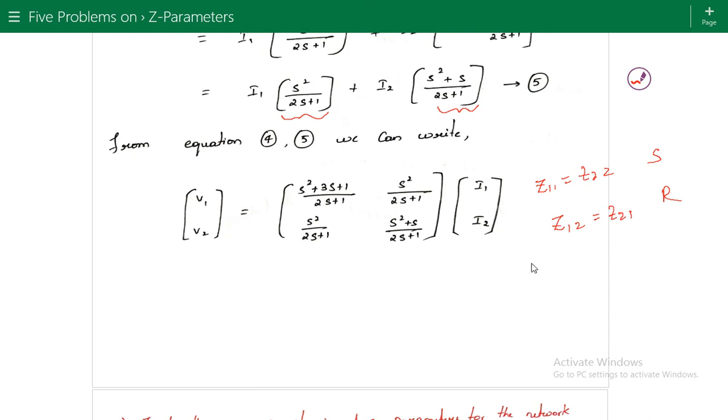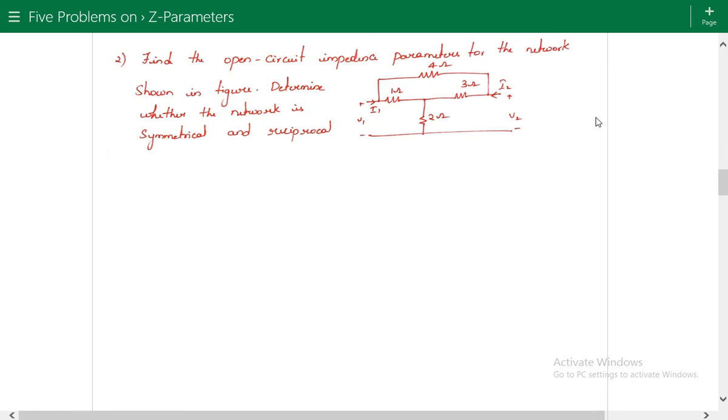Now by looking at the Z parameters, tell me whether Z11 and Z22 are the same. No, so it is not a symmetrical network. But Z12 equal to Z21, so it is a reciprocal network. Okay, so in the next question, see here, they had given a network and they were asking to find out the open circuit impedance.